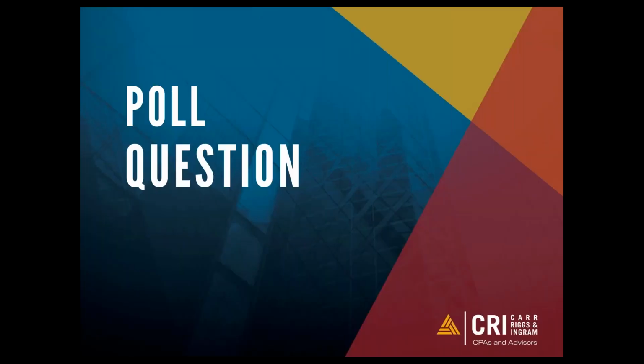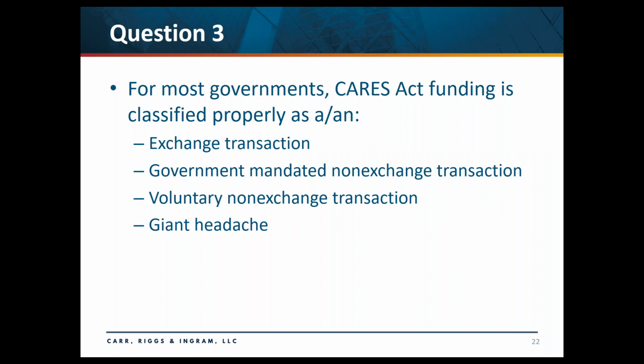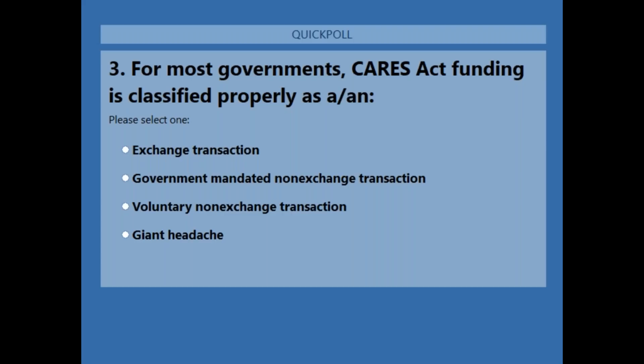Okay, so we're going to go on to our next polling question. Polling question number 3. For most governments, CARES Act funding is classified properly as an exchange transaction, a government-mandated non-exchange transaction, a voluntary non-exchange transaction, or the technical GASB term, giant headache. And for the record, there are 2 correct answers to this question. So we are accepting 2 answers to this one.